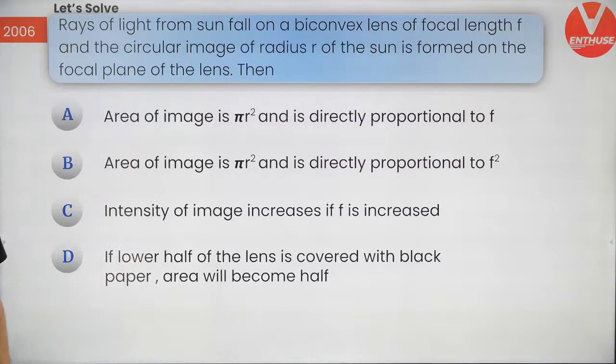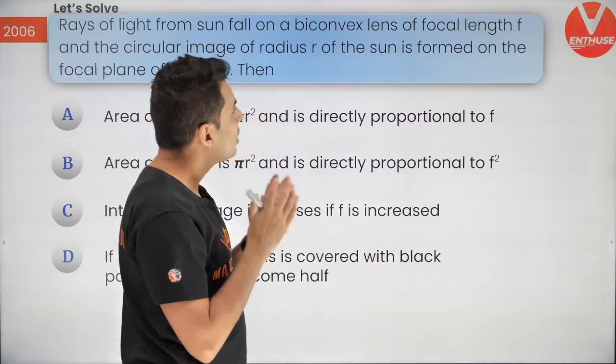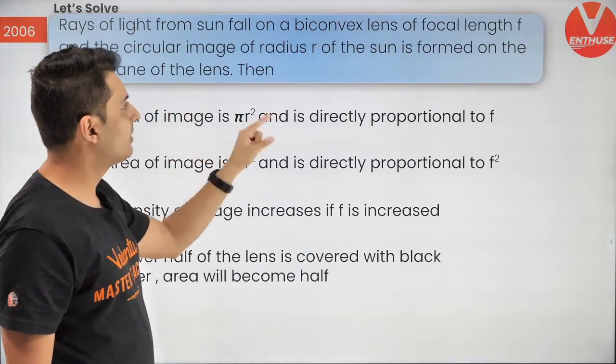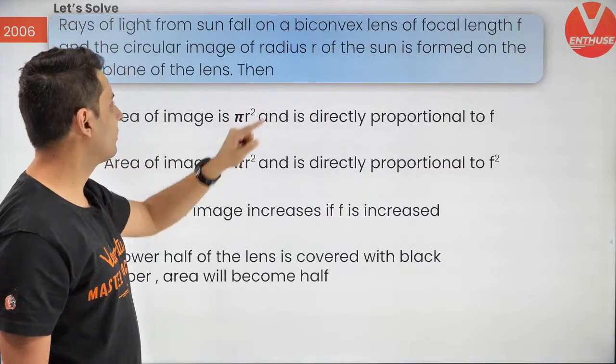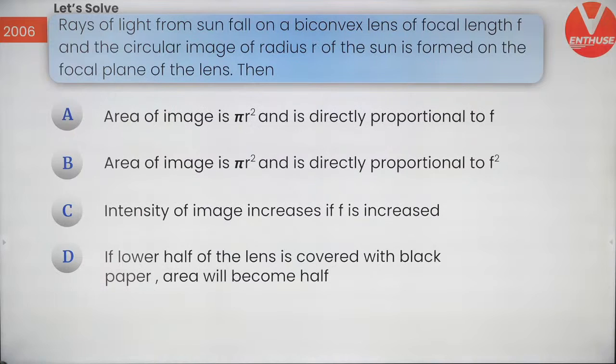Let's see how to solve this question. 2006 question. Rays of light from the sun fall on a biconvex lens of focal length f, and the circular image of radius r of the sun is formed on the focal plane of the lens. Then, which of the following is true? Come on, think.